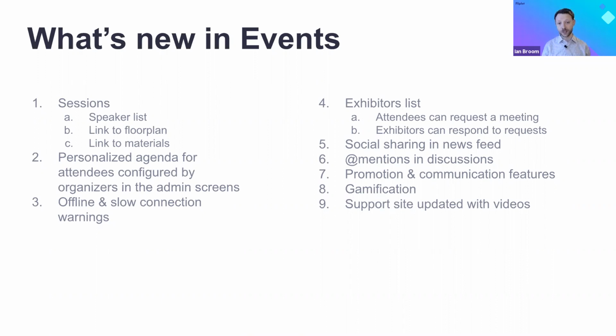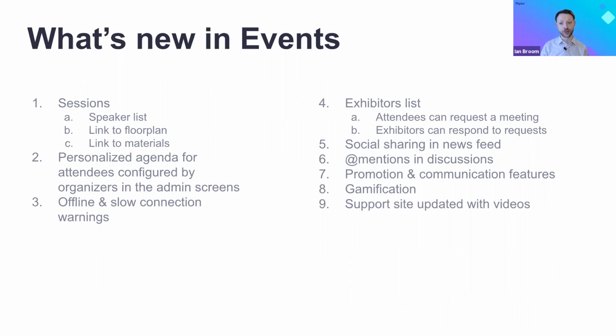We've added in an exhibitor list. So this means that there is a list of exhibitors, and we've noticed more and more events, particularly large internal events, are starting to have internal teams exhibiting, maybe sometimes vendors as well. But also we've added in a request a meeting feature so that attendees can request a meeting from the exhibitors, and exhibitors can view and respond to the requests via the app.